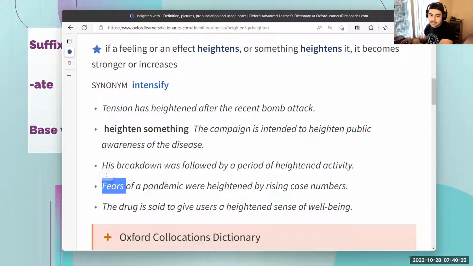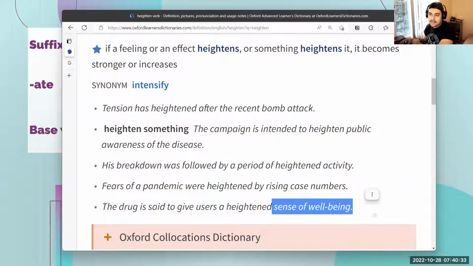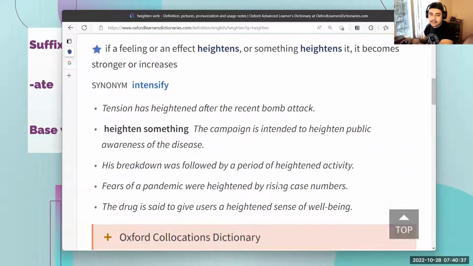Fears, activity, sense of well-being. This is very interesting. Who can give me an example with heighten?